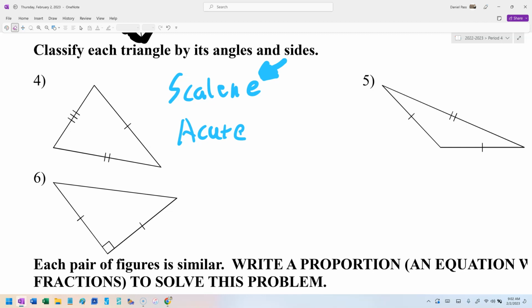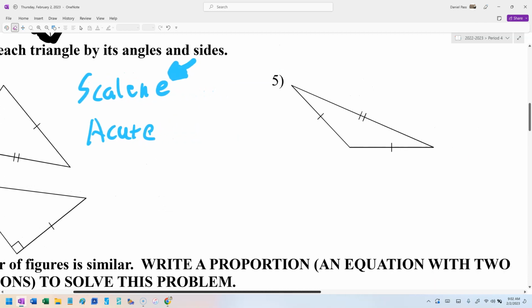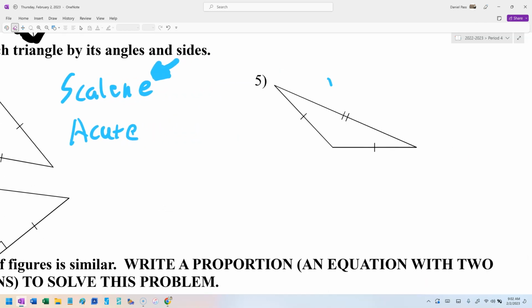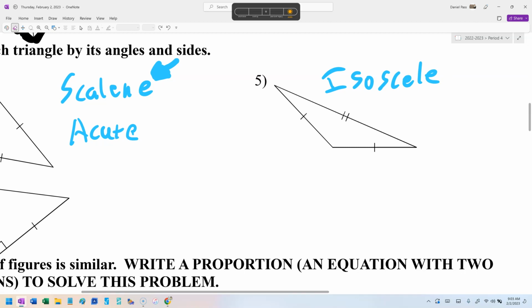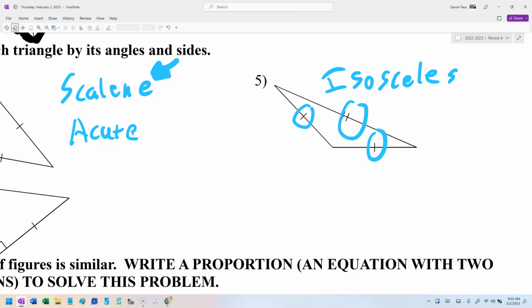All right, number 5. Go ahead, Mr. Food. Alright, so it's an isosceles. Now, how do you know it's isosceles? Because of the 1, 1, and 2. Very good. Isosceles. Okay, so I hope I spelled it right. And we got 1, 1, and 2. That means 2 are the same, so isosceles, and the angles are obtuse. Okay, good.